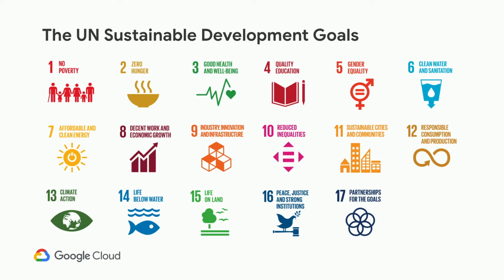So Goal 1 is to end poverty in all its forms everywhere. Goal 4 is to ensure inclusive and equitable quality education and promote lifelong learning opportunities for all. Goal 5 is to achieve gender equality and empower all women and girls. Goal 10 is to reduce inequality within and among countries. Goal 14 is to conserve and sustainably use the oceans, seas, and marine resources for sustainable development. So it's not just about people, it's about the earth environment as well. And Goal 16 is to promote peaceful and inclusive societies, provide access to justice for all, and to build accountable institutions at all levels. So it's a very broad spread of goals.